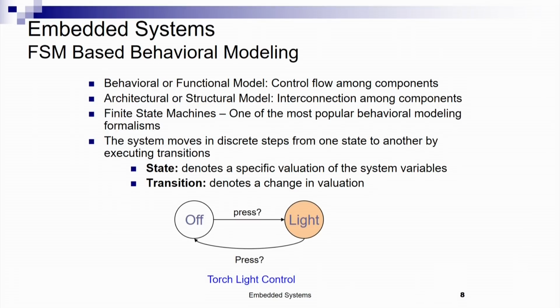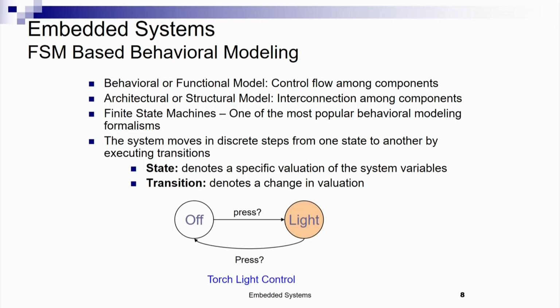One is the functional modeling, which tells what are the functions that it should do. You can also model the architecture and get a structural model, which will tell you the interconnection among components, and finite state machine is a very important behavioral modeling formalism, which we will study in this course.